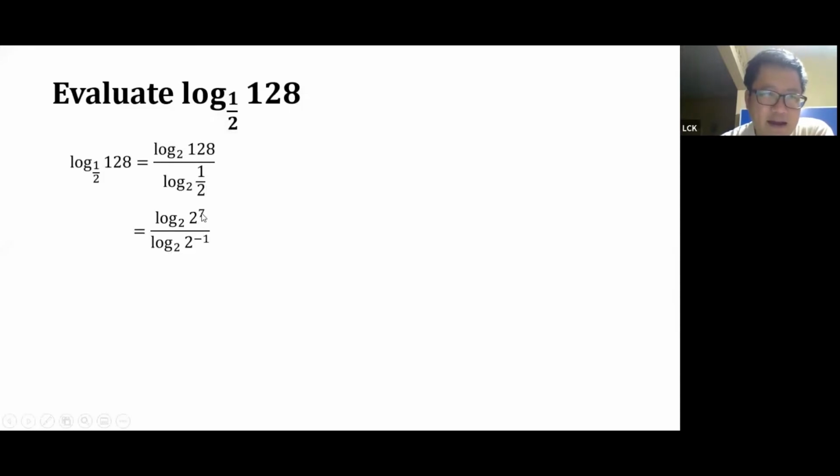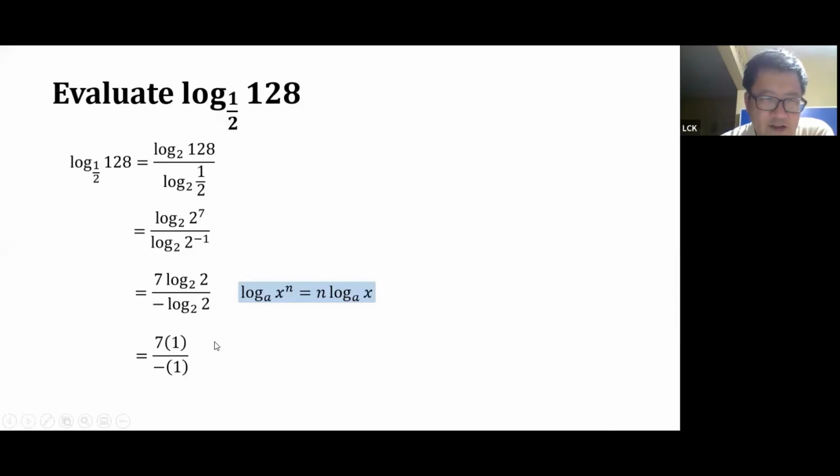I introduce a new base of 2. And I express 128 as 2 to the power of 7. I express half as 2 to the power of minus 1. Okay. And I bring 7 and minus 1 to the front. So I have 7 and minus 1 here in the front. And what I do here is this: log base 2 of 2 is 1, log base 2 of 2 is 1 again. So that's 7 times 1 divided by minus 1. And my answer is very simply minus 7.